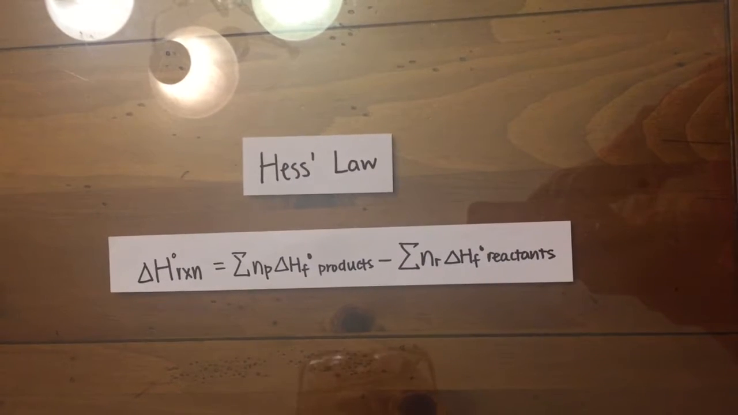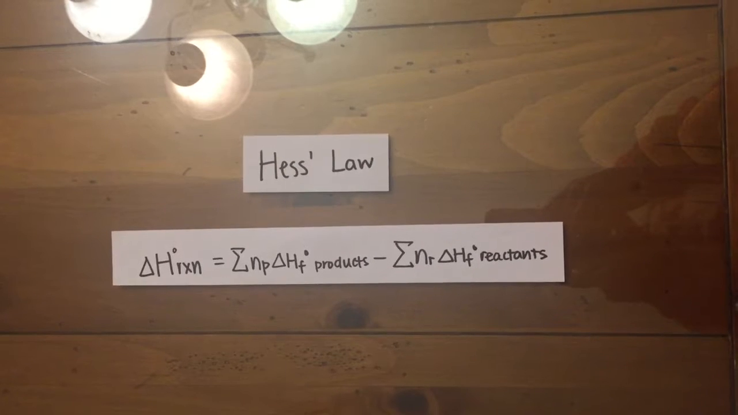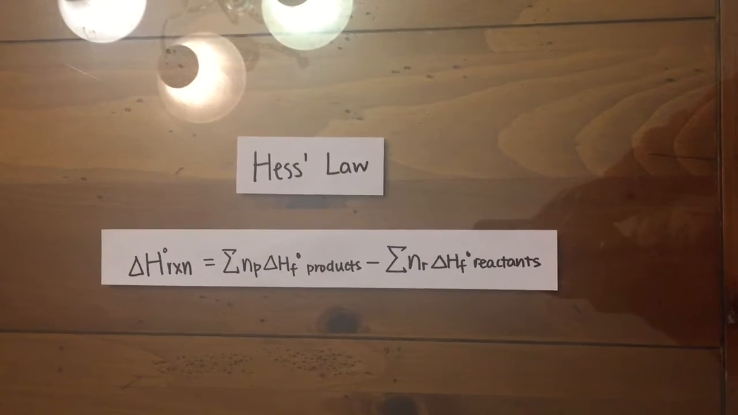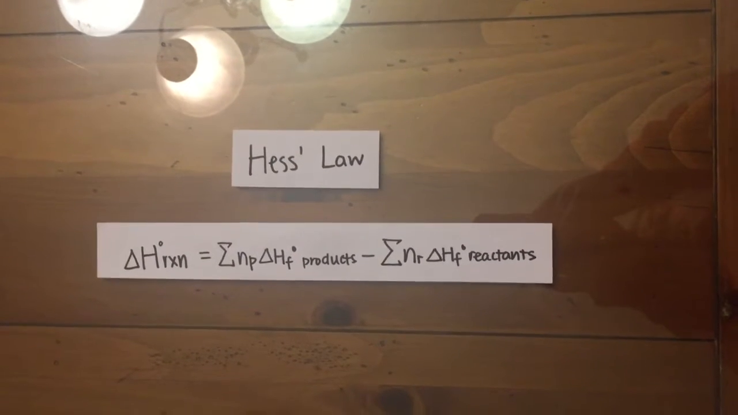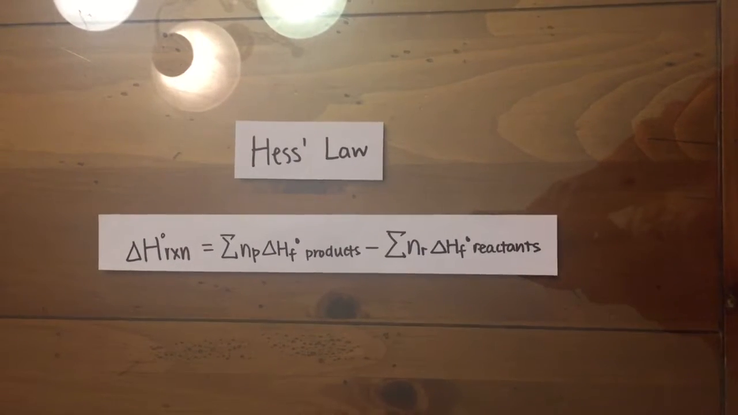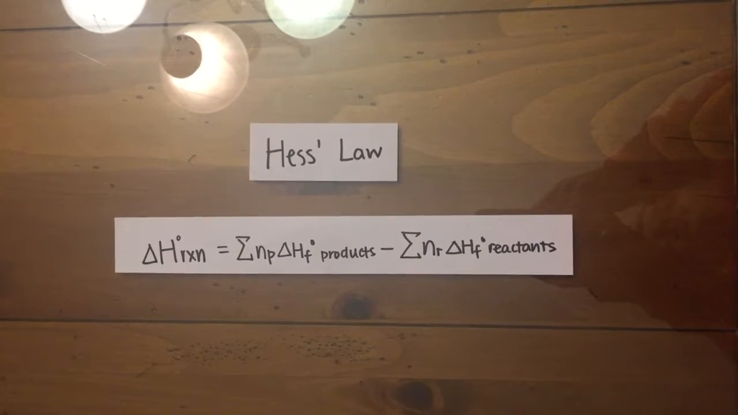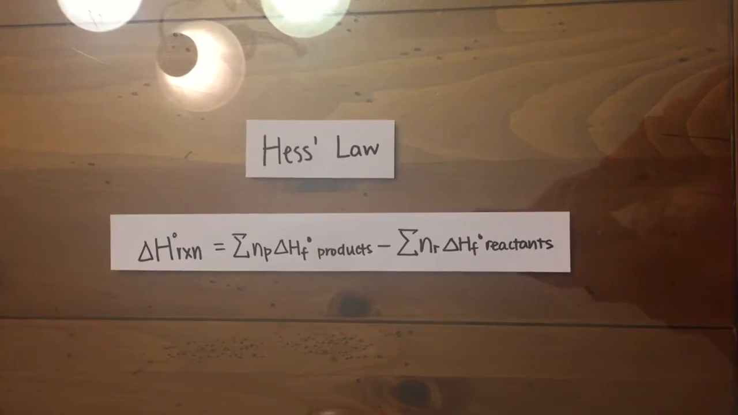So what is Hess's law? Hess's law states that the enthalpy change of one reaction, which is delta H reaction on the left-hand side, is equal to the sum of all the enthalpies of products minus the sum of enthalpy of the reactants.